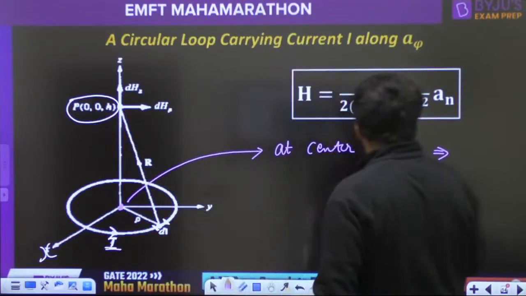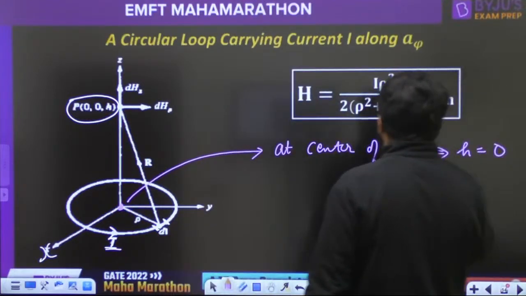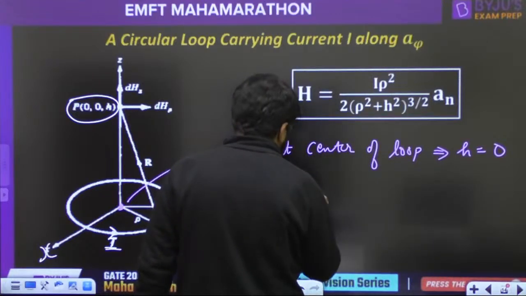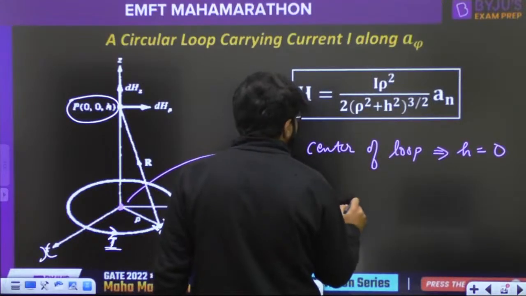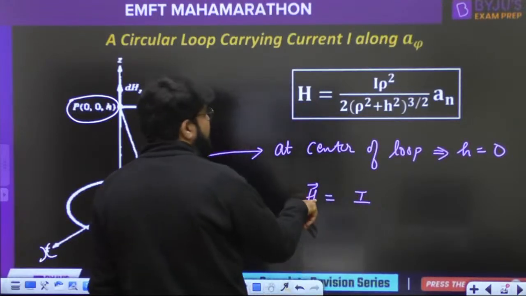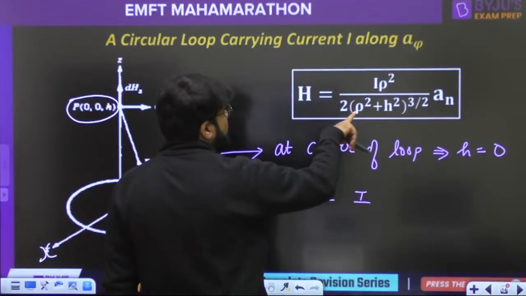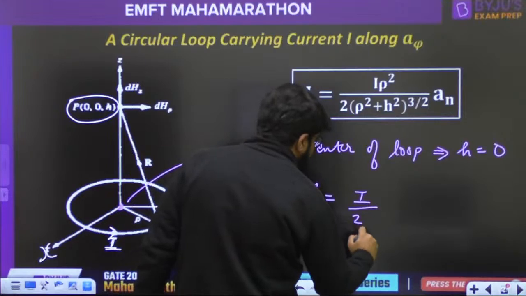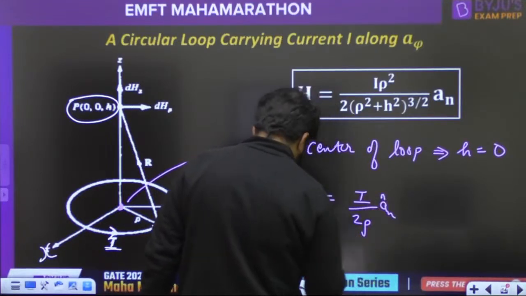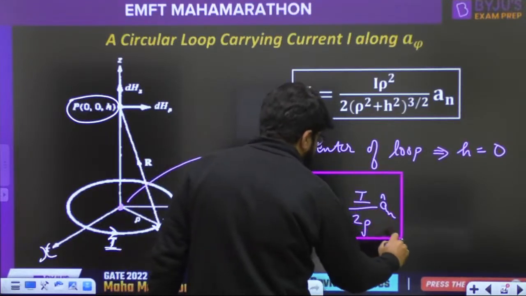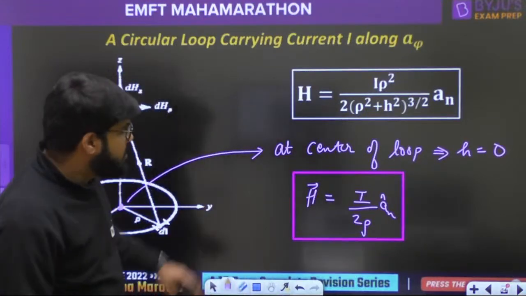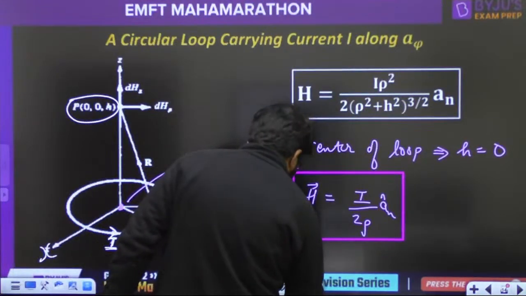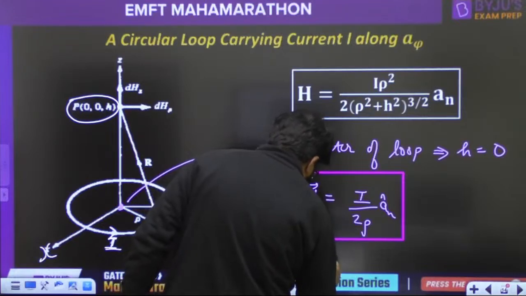At this point 0 0 0, the value of h will be 0, right? Small h is 0. So what is the formula for the magnetic field going to be? I rho square, and the denominator will be 2 rho cube. So it is simply I divided by 2 rho a n cap. Sir, what is rho? Here rho is known as the radius of the loop.